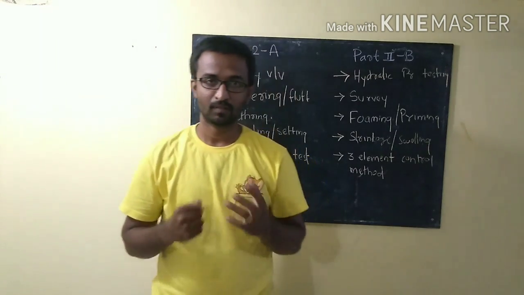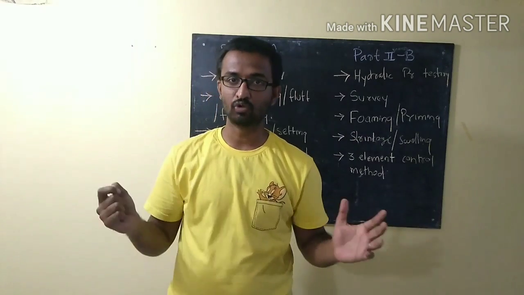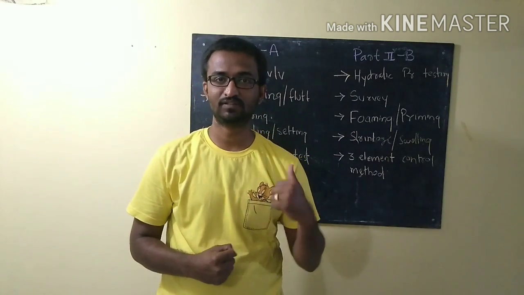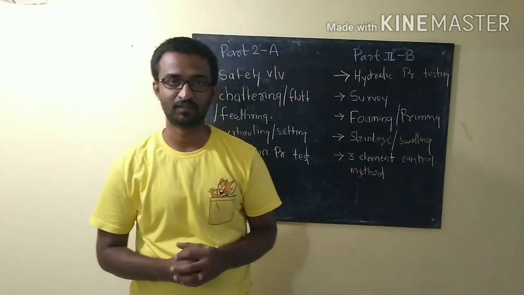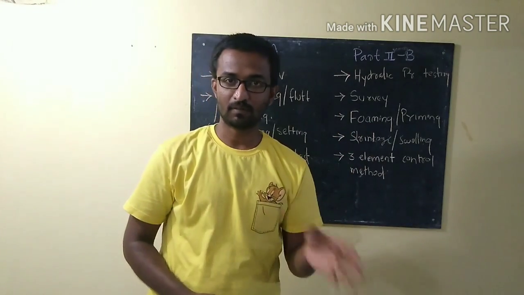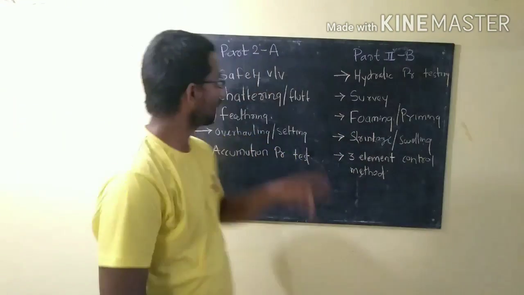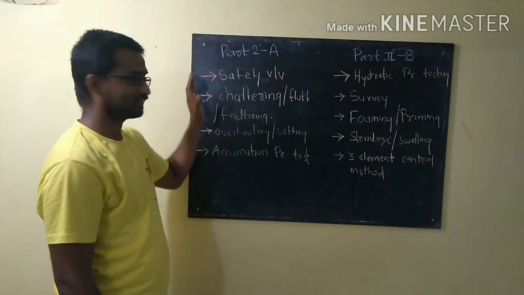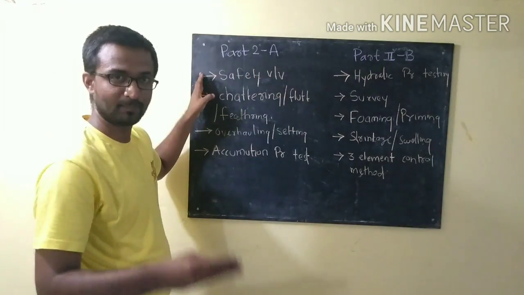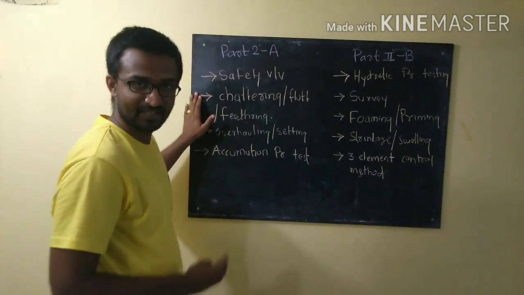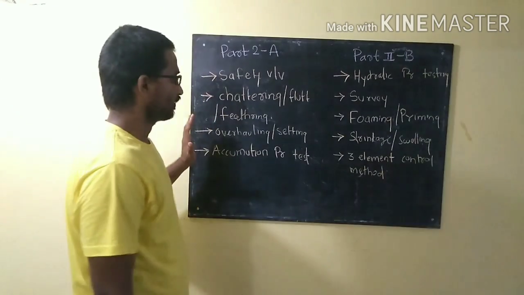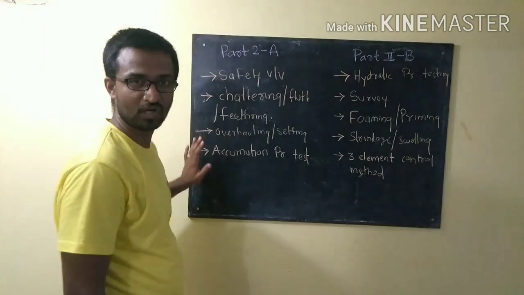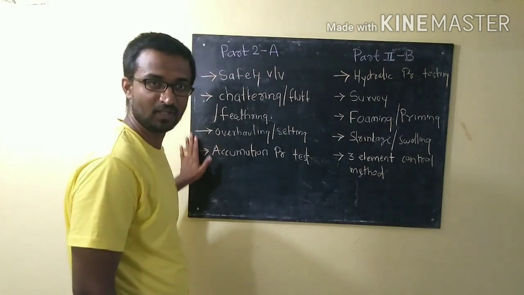Sorry for the inconvenience guys, but I tried to shoot part 2 in a single video, and it is very difficult because it goes up to 45 or 50 minutes. So I have divided the boiler part 2 video into part 2A and part 2B. These things: the basics of the safety valve, its components, its functions, chattering, fluttering, feathering effects, the overhauling of the safety valve, the setting of the safety valve, accumulation pressure test and purpose.